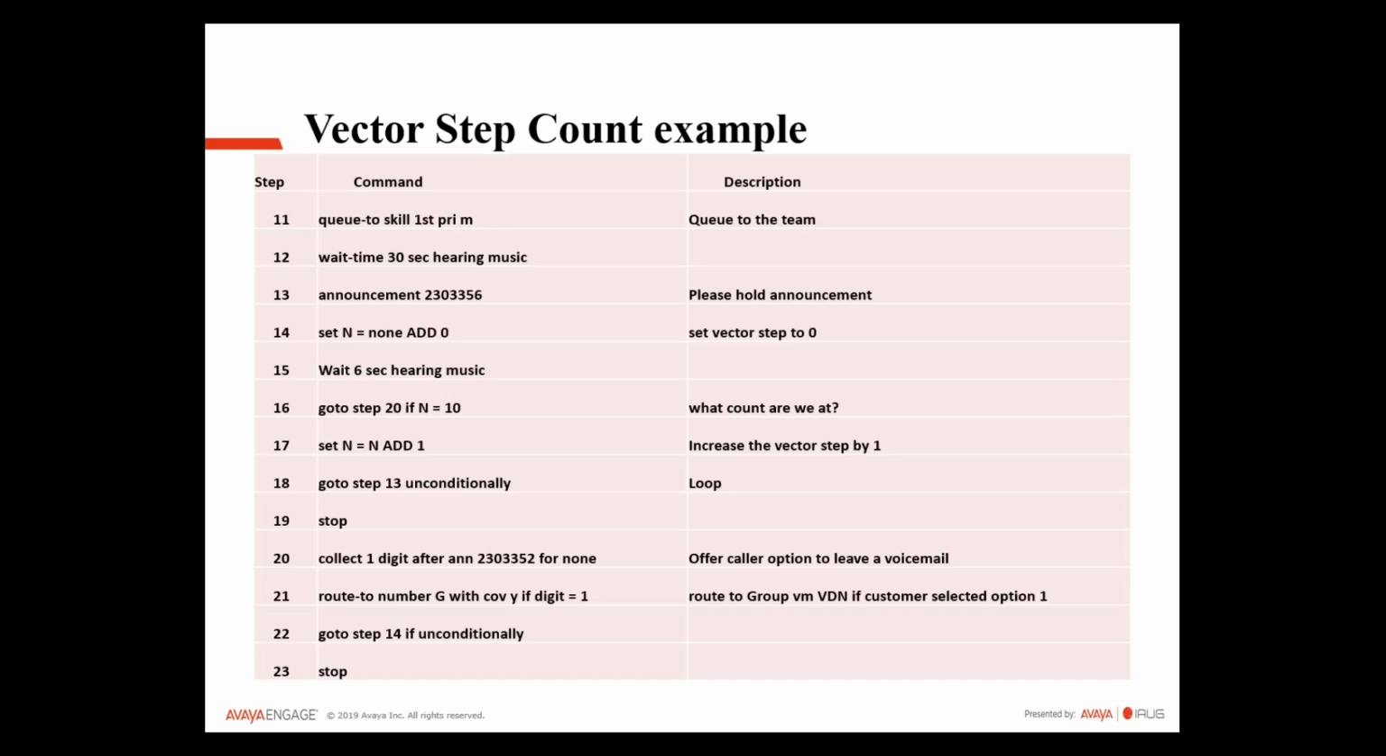So we're going to set n at the top of the vector to 0. Then at this step, we're going to check and see, does step count equal 10? Are we at 10 yet? If we're not, we're going to take n and add 1 to it. Then we're going to go through again and add 1 every time, and it's going to come up to 10. If it comes up to 10, then we're going to send it off to voicemail directly, or give them the announcement to offer voicemail.